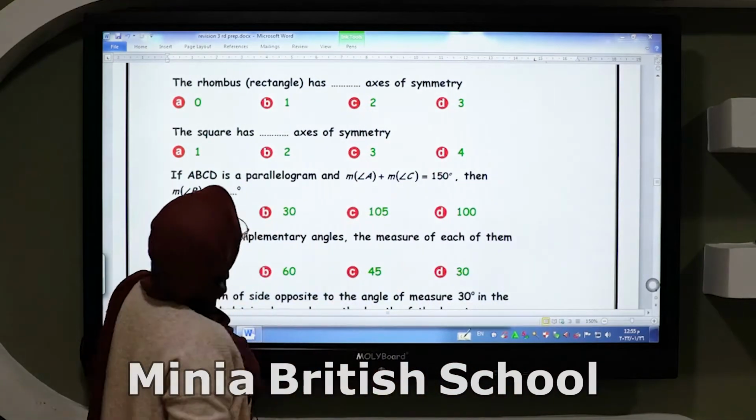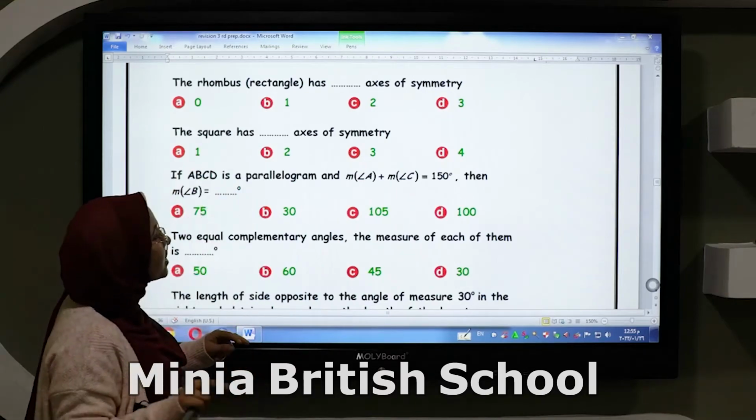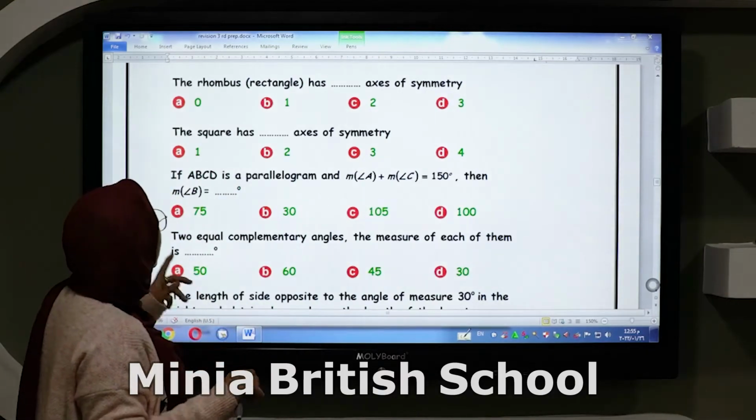Okay, the rhombus, I said what? Or rectangle has 2 axes of symmetry. A square has 4 axes of symmetry.